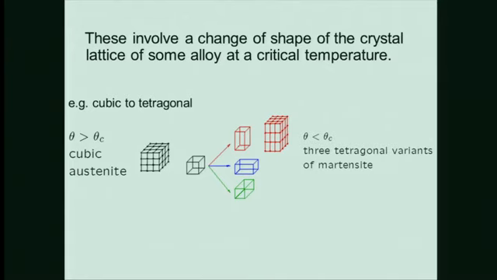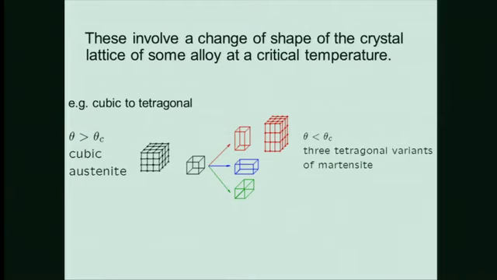So above this critical temperature, the material might be in its high temperature phase, which is called austenite, and it might be cubic, so that the typical unit cell, for example, might be face-centered cubic with an atom at each corner of the cube and an atom in the middle of each face, repeated periodically. And then you reduce the temperature through this critical temperature, theta critical, and due to the interactions between the atoms and the electrons and all this sort of stuff, the material wants to change its shape.